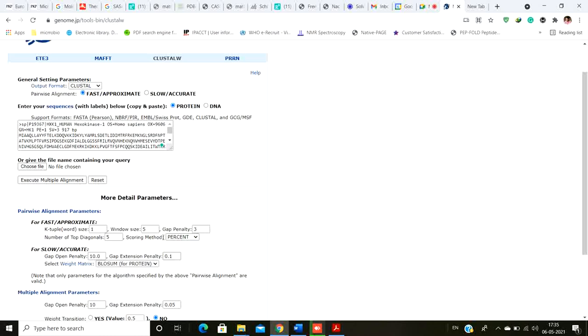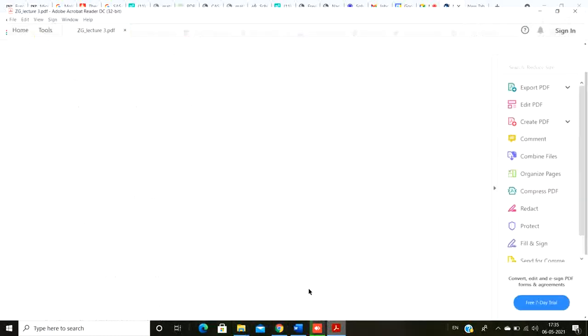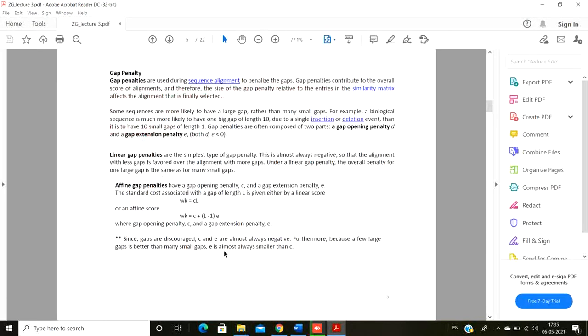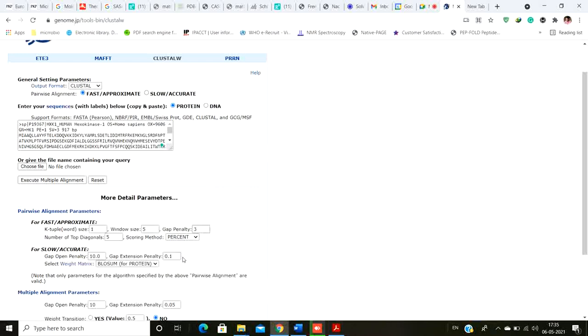Now for the slow accurate method, the gap opening penalty is 10, whereas the gap extension penalty is 0.1. Okay, so that means remember the value of C, the gap opening penalty. Generally the value of C is 10, and for the extension penalty, as we talked about in the previous classes, remember, gap opening penalty C and gap extension penalty E. So this penalty E is going to have a value of 0.1.